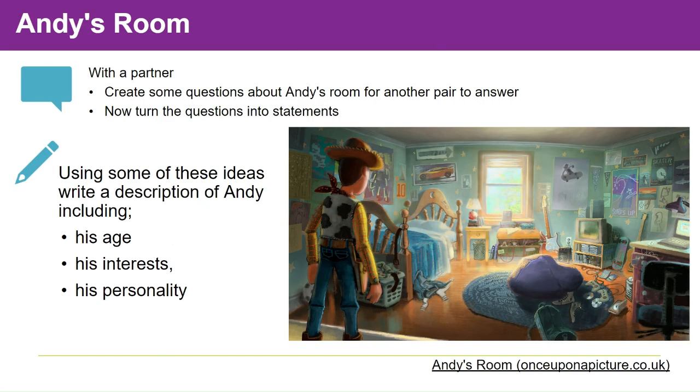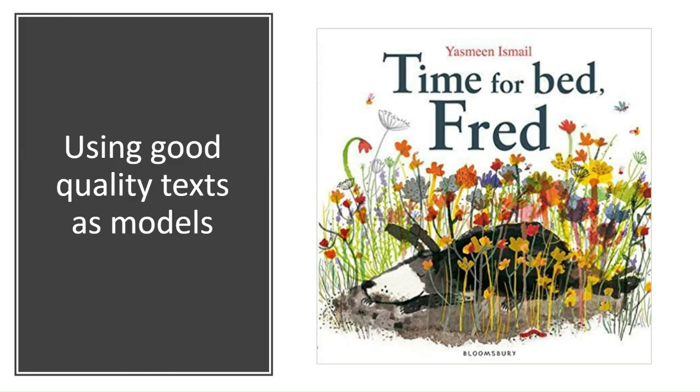Here's another example of using a picture prompt as a stimulus. So with a partner, children should create some questions about Andy's room for another pair to answer. They can then turn those questions into statements, which were the answers to the questions. And then using some of those ideas, they should be able to write a short description of Andy, including his age, his interests, his personality, what he likes to do. A really nice, simple, short piece of writing there, considering punctuation.